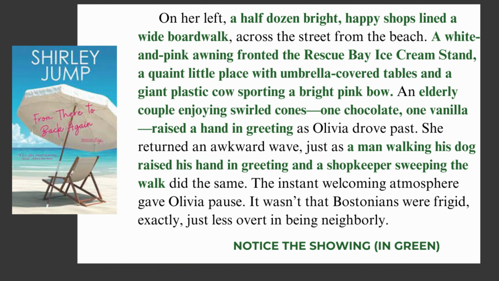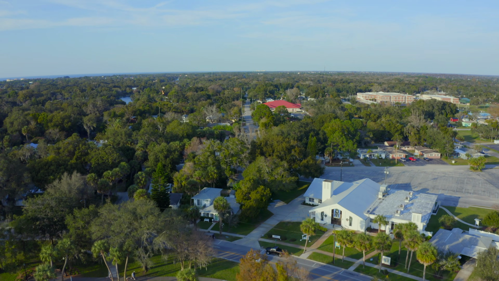"A half dozen bright, happy shops lined a wide boardwalk across the street from the beach. A white and pink awning fronted the Rescue Bay ice cream stand, a quaint little place with umbrella-covered tables and a giant plastic cow sporting a bright pink bow. Elderly couple enjoying swirled cones, one chocolate, one vanilla, raised a hand in greeting as Olivia drove past." So what do we know about this town in 3 lines? We know that it's kind of quaint and cute and that the people there are friendly. So we're already setting up what this world is that she is walking into.